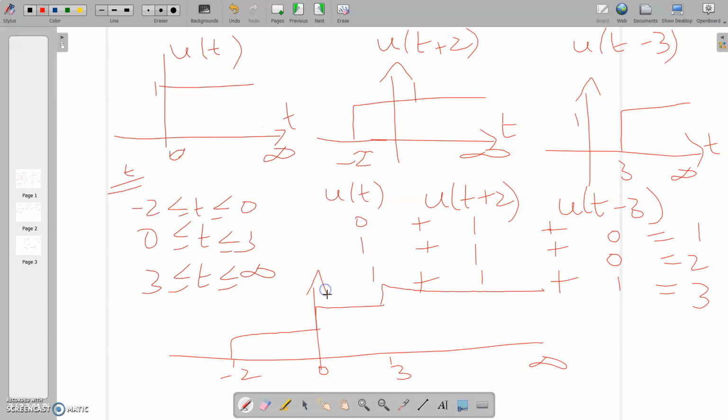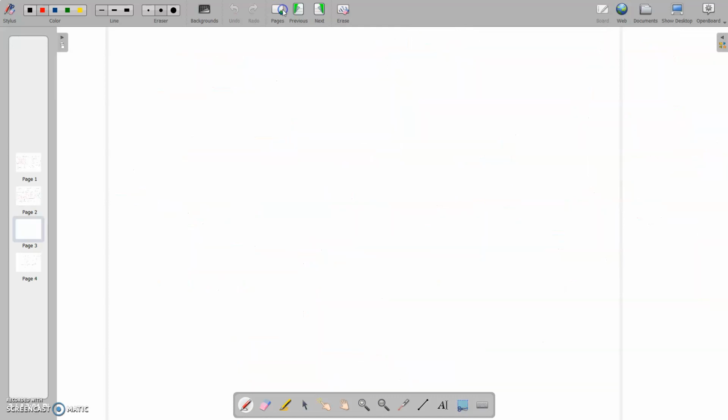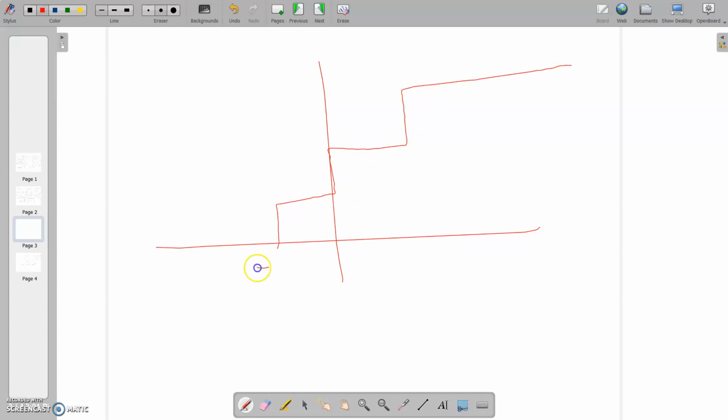So, I will be getting your signal like this. This is my x of t, where my amplitude is 1, 2 and 3. Are you getting? So, my final signal will be looking like this. I will be getting 1 followed by 2 followed by 3, where it is minus 2 to 0 with amplitude 1, and then 0 to 3, the amplitude is 2, and for 3 to infinity, the amplitude is 3. So, this is my final signal, the addition of three signals.